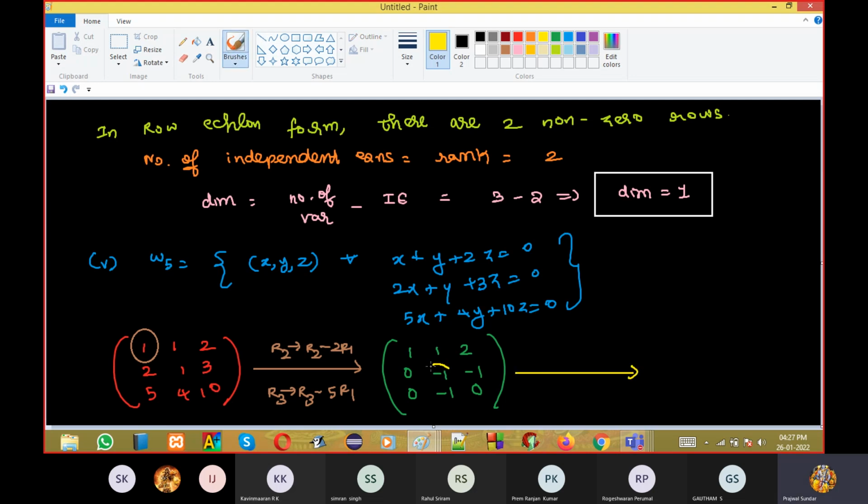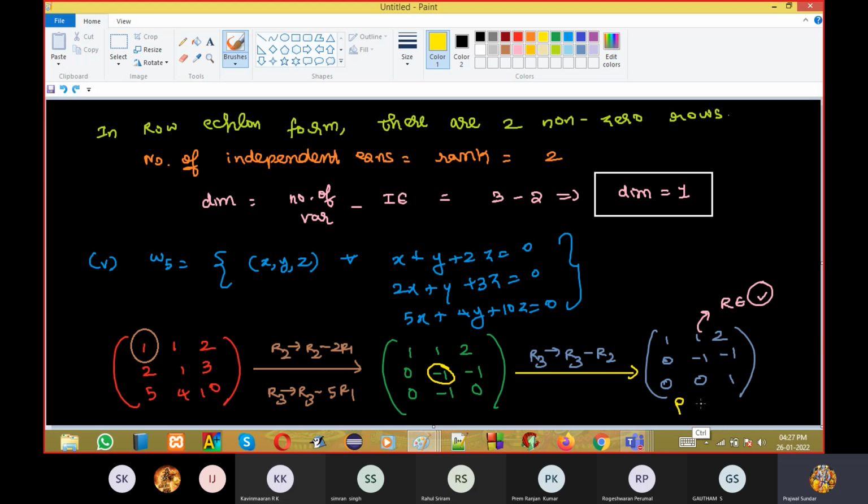Now I'm keeping this as pivot, and I'm performing row 3 implies row 3 minus row 2. In performing the operation, you get 1, 1, 2, 0 minus 1 minus 1, 0, 0, 1. If you're observing carefully, this is row echelon format, no problem. And there is no 0 row. All rows have at least one non-zero element. So I can say rank of matrix is 3.